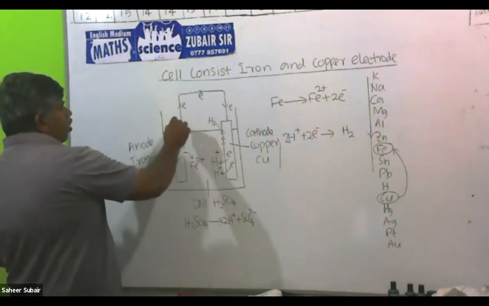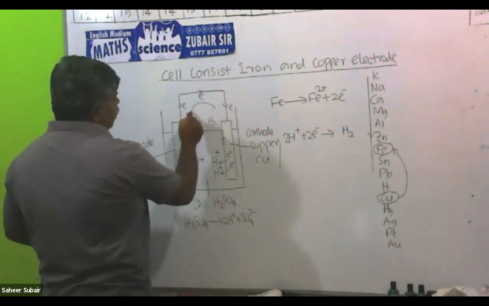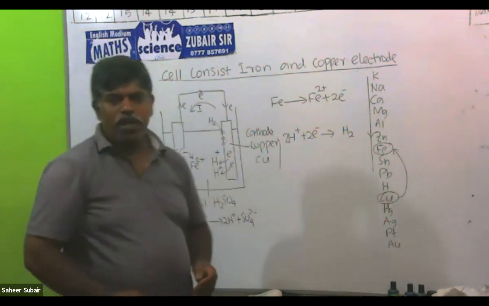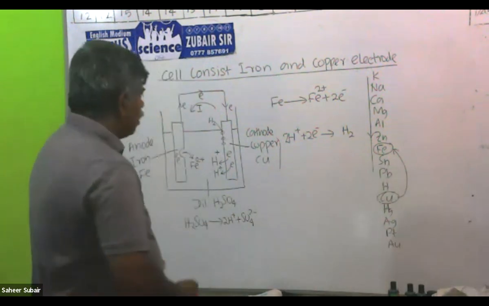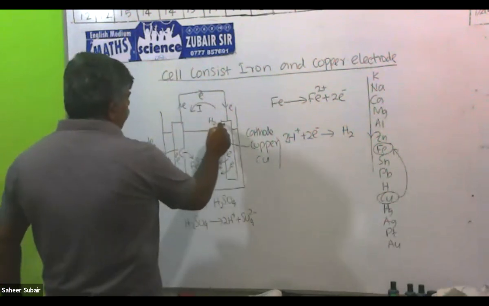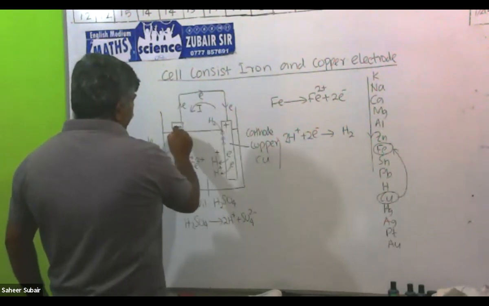Then electrons pass from anode to cathode. The direction of the current is opposite to the direction of the electron. So the direction of the current is this way. Current always flows from positive to negative. So this one is the positive, this one is the negative.